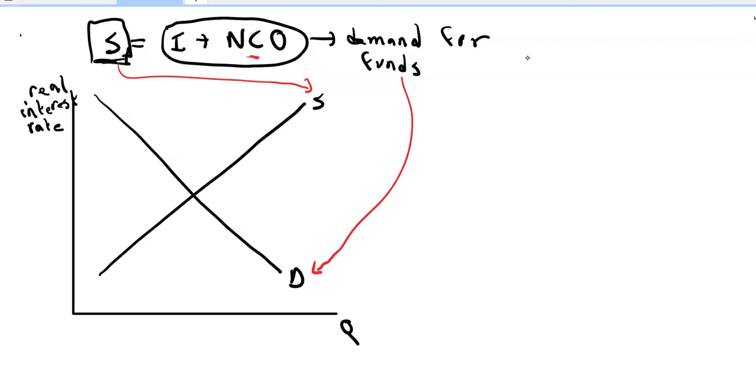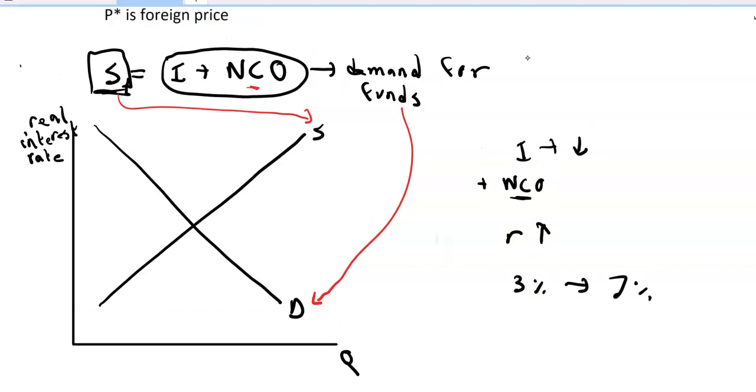So let's look at the demand part. Demand here is I plus NCO. Now let's say interest rates are going up. Let's look at an example: if interest rate goes up from 3% to 7%, then in the domestic market, I may not invest as much, so my investment may decrease. However, on the other hand, if I see that interest rates are higher, foreigners may want to invest more into the domestic market.